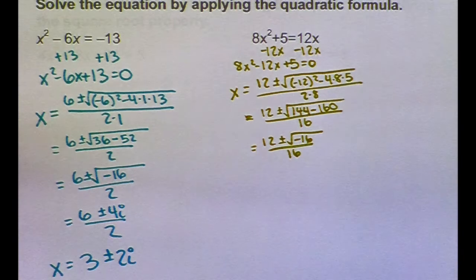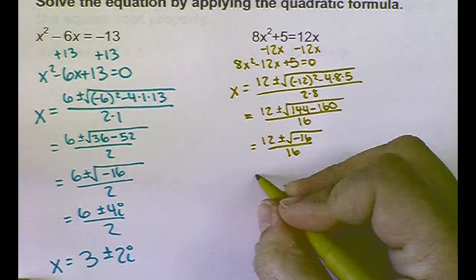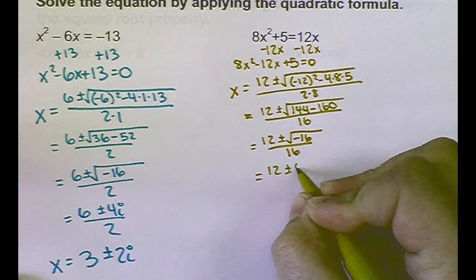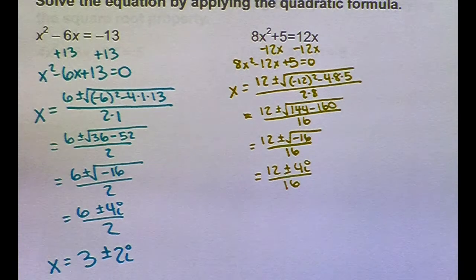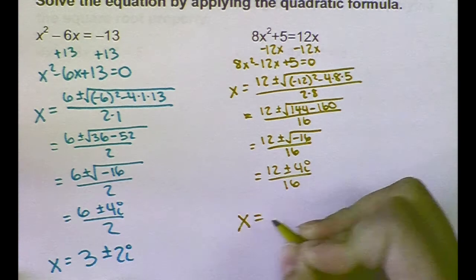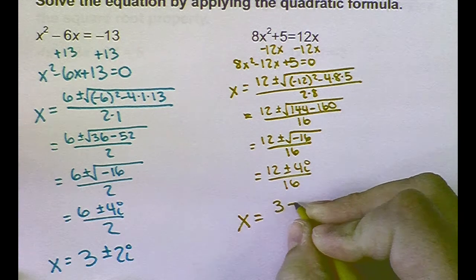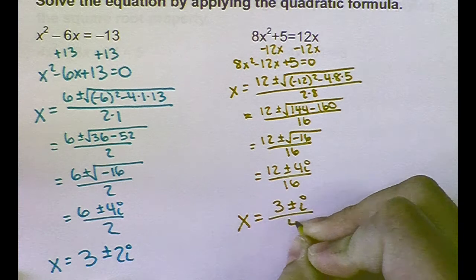Apparently I really liked the negative 16 because we have 12 plus or minus 4i over 16. Here our denominator will not go away, but we can divide everything by 4, giving me 3 plus or minus i over 4.